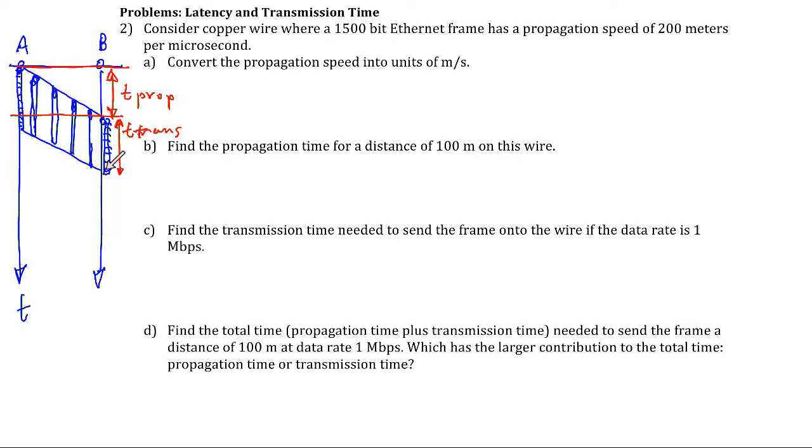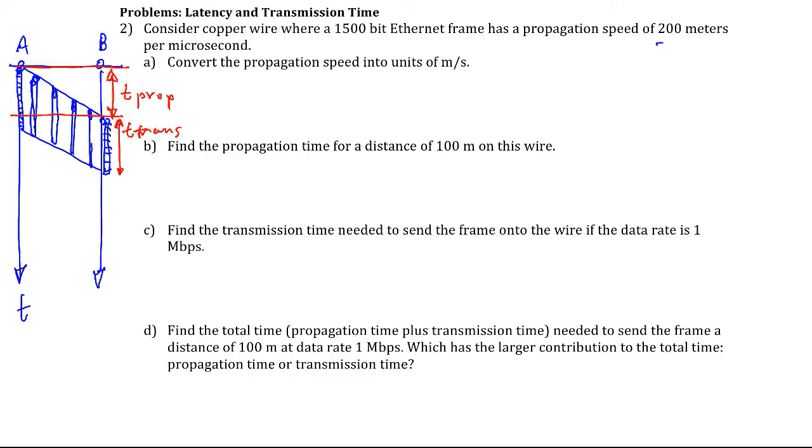The transmission time is the time that it takes for B to receive the whole frame, starting from the time it receives the first bit all the way down to the time it receives the last bit. The transmission time is also the time it takes A to put the whole frame out on the wire, starting with the first bit to the time it emits the last bit. Okay? And so here, let's do the calculation.